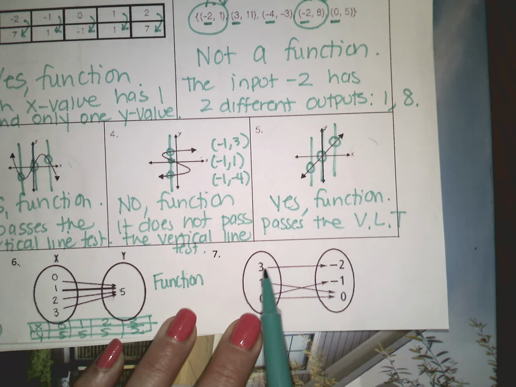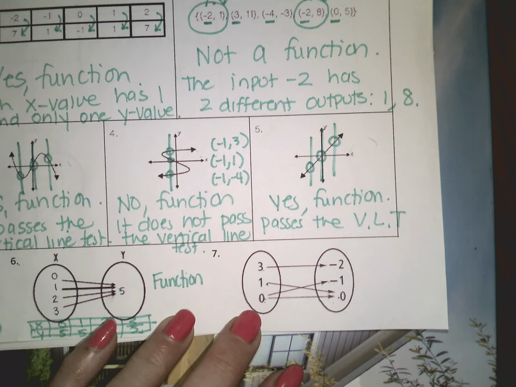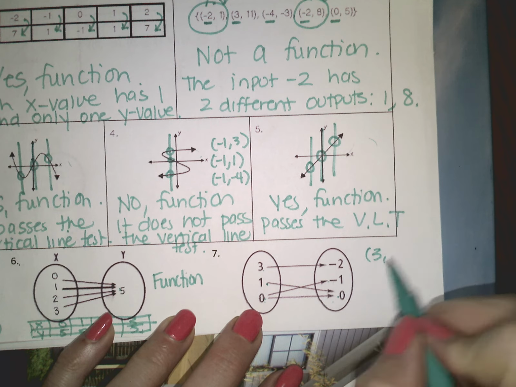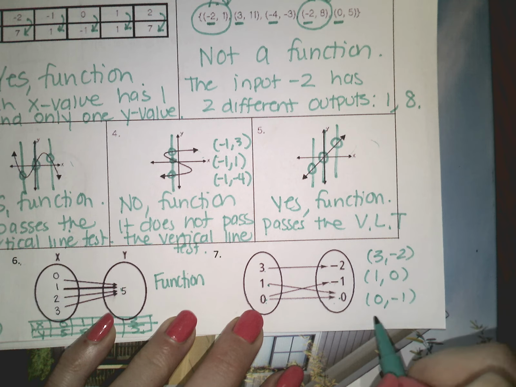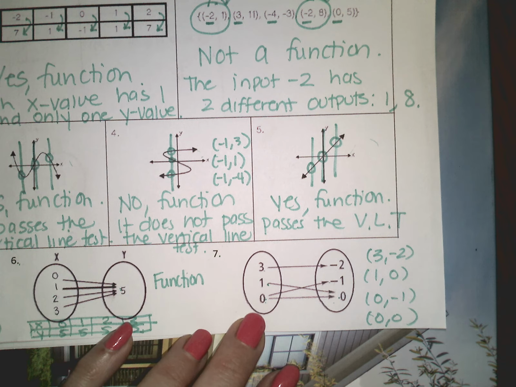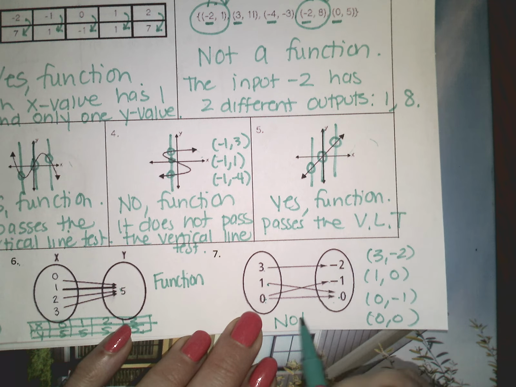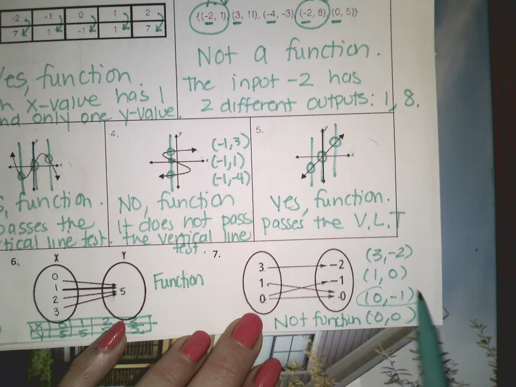Now let's look at an example here. So 3 maps to -2, 1 maps to 0, 0 maps to -1, and 0 maps to 0. If you have a hard time looking at mapping, you can write them in ordered pairs. Anybody see not a function here? This is not a function. Why? Because right here, 0 goes to -1 and 0 also goes to 0.